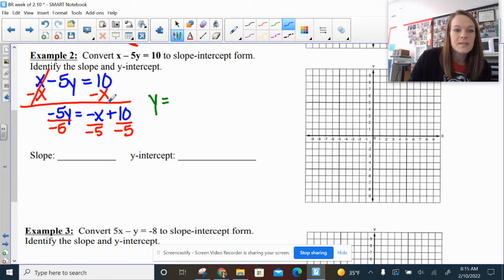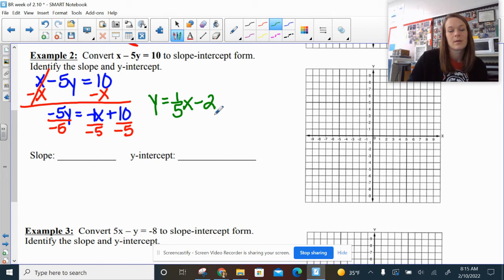Now, if you have just a negative x, remember that will be like a 1 here. So negative 1 divided by negative 5. A negative divided by a negative will be positive. 1 divided by 5 is going to stay 1 over 5. So don't actually change those to decimals. You want to leave it as a fraction. And then 10 divided by negative 5 is negative 2. So my slope is 1 over 5, and my y-intercept is negative 2.